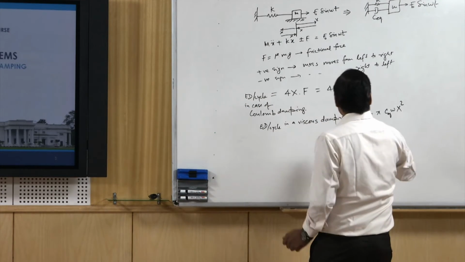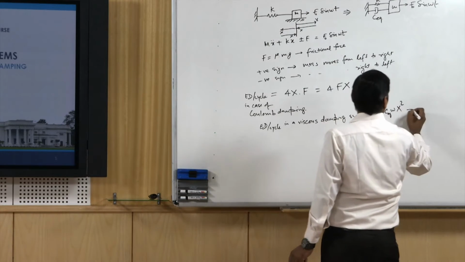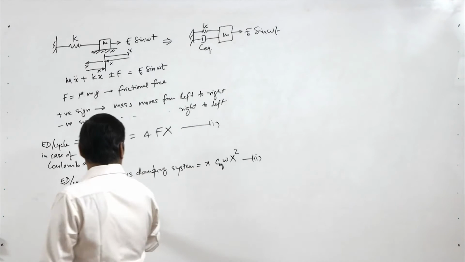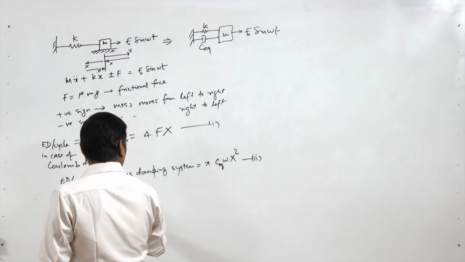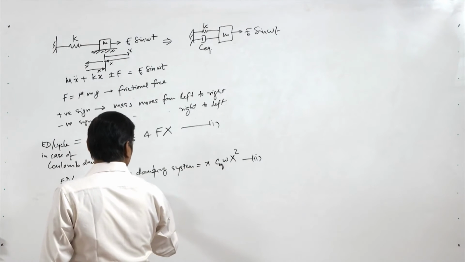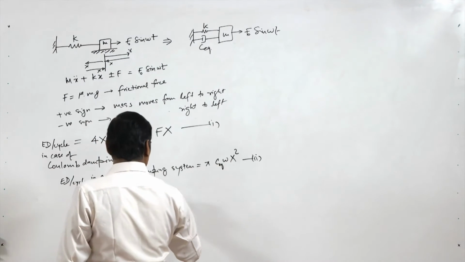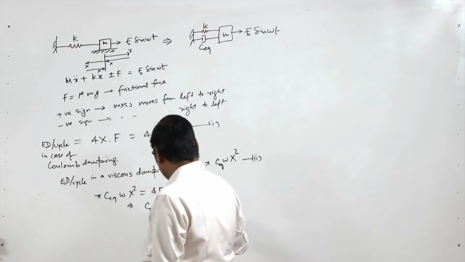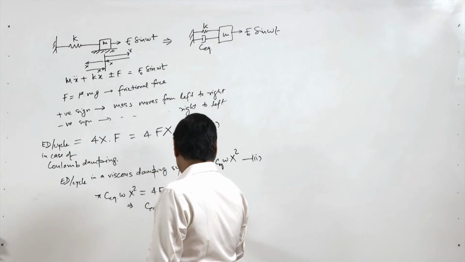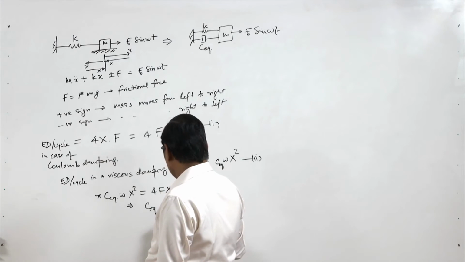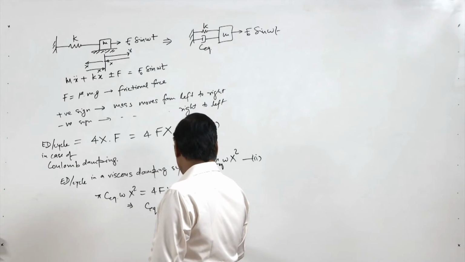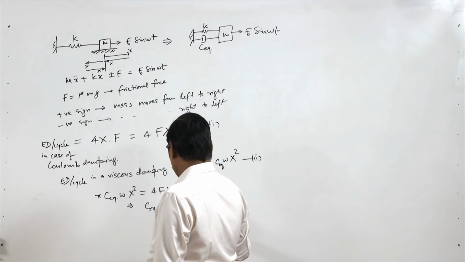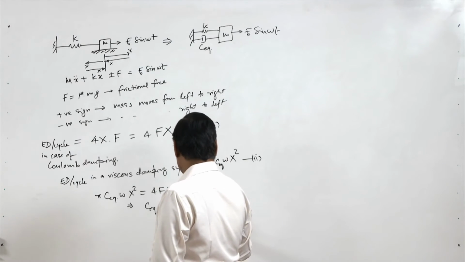Now we equate equations 1 and 2 because we are equating the two energies per cycle. So pi c equivalent omega into x square equal to 4 times Fx. This means c equivalent is equal to 4F upon pi omega into x.